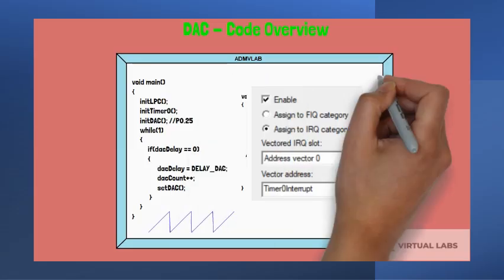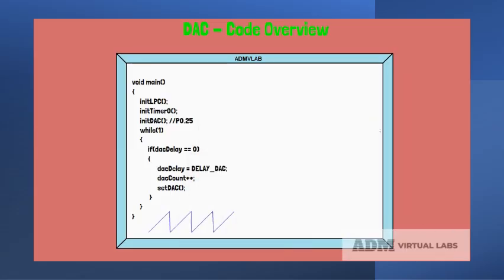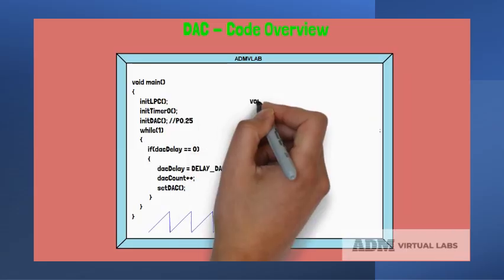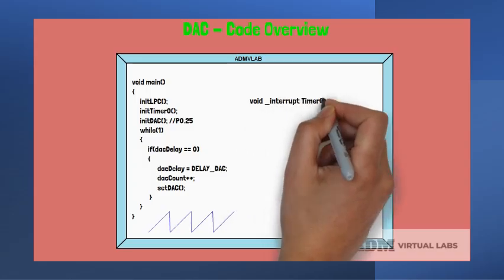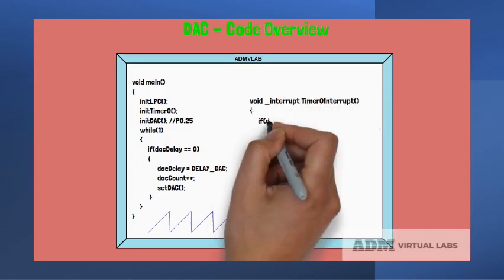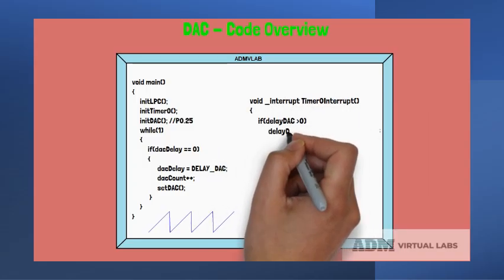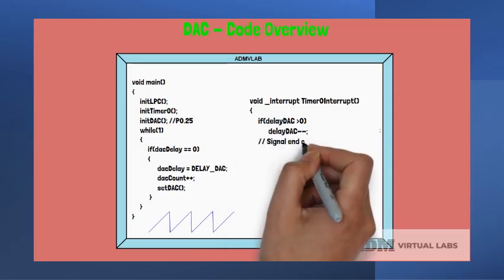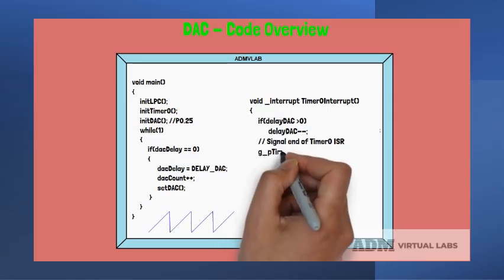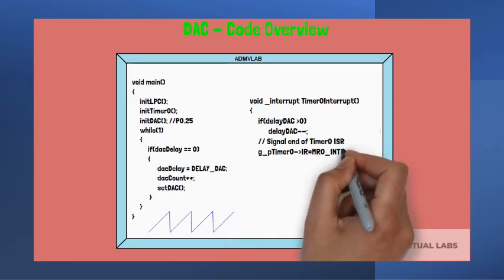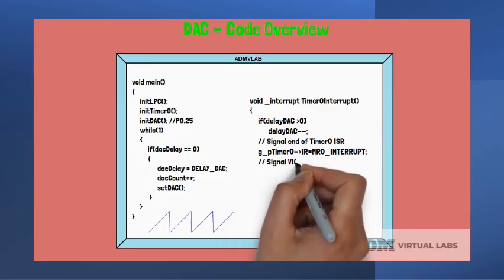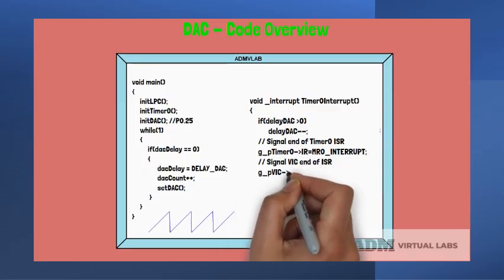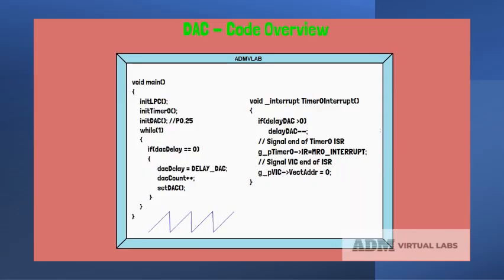In the timer interrupt subroutine, we very well know the time interval is 1 millisecond. Hence we decrement all time-dependent variables. We enable the timer for the next interrupt by clearing the match 0 bit set in the IR register. Similarly, we signal the VIC end of the timer routine by a dummy write to the vector address register.